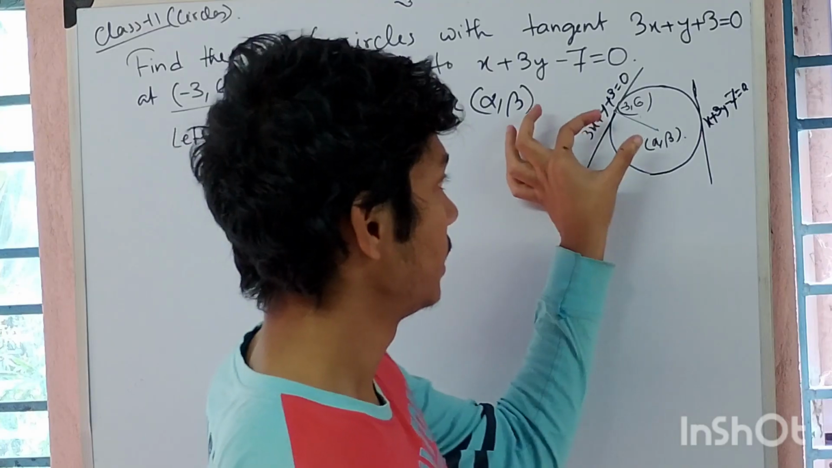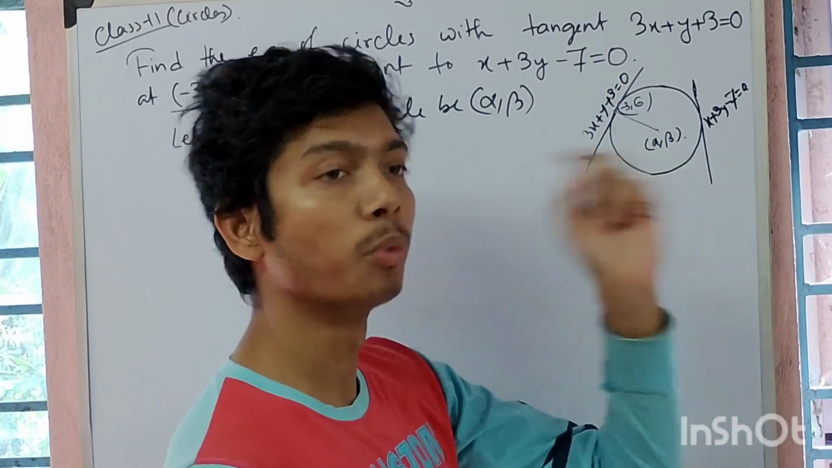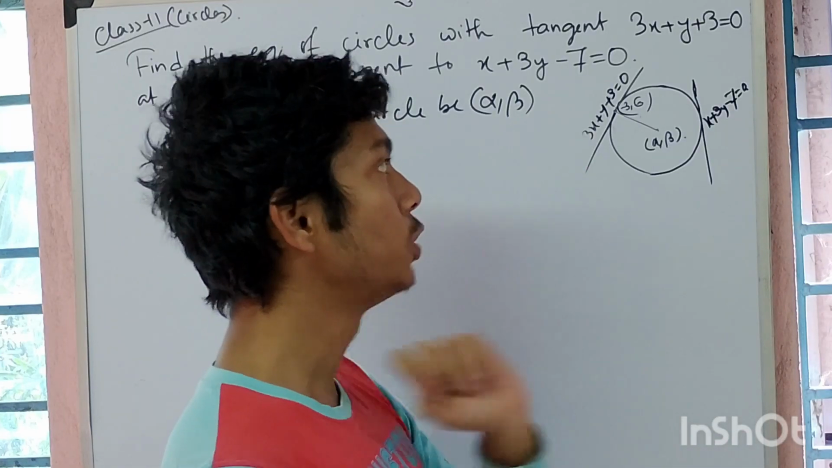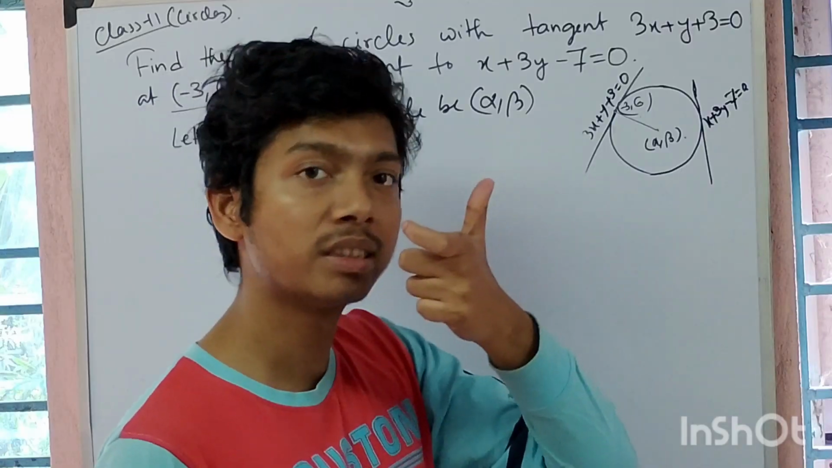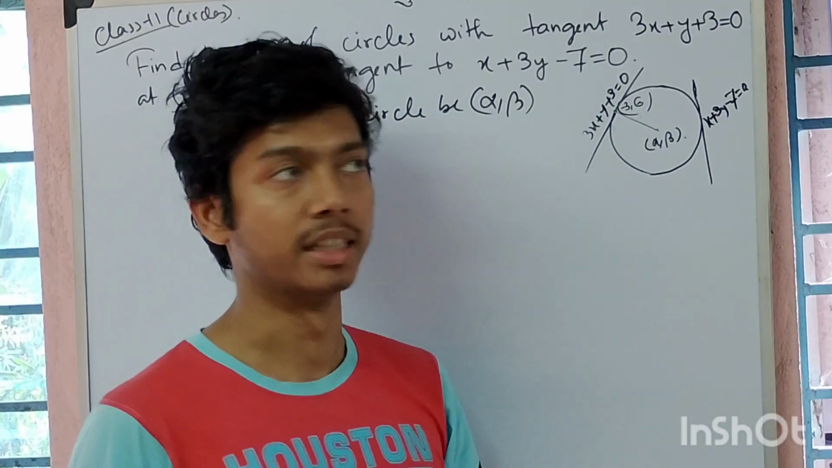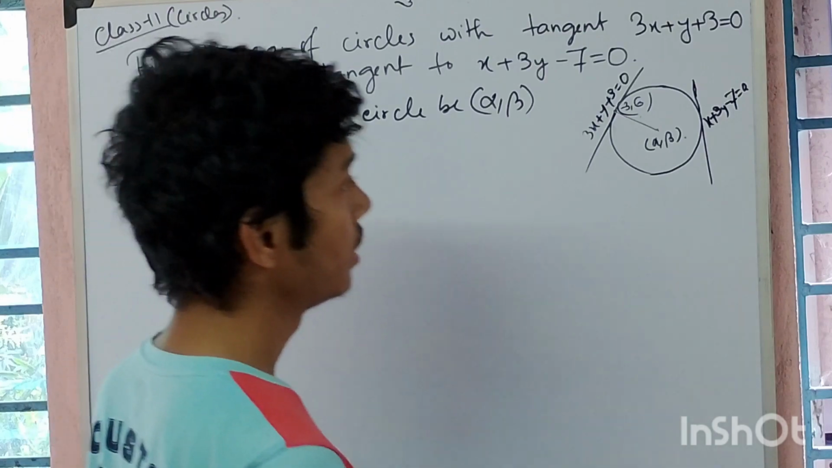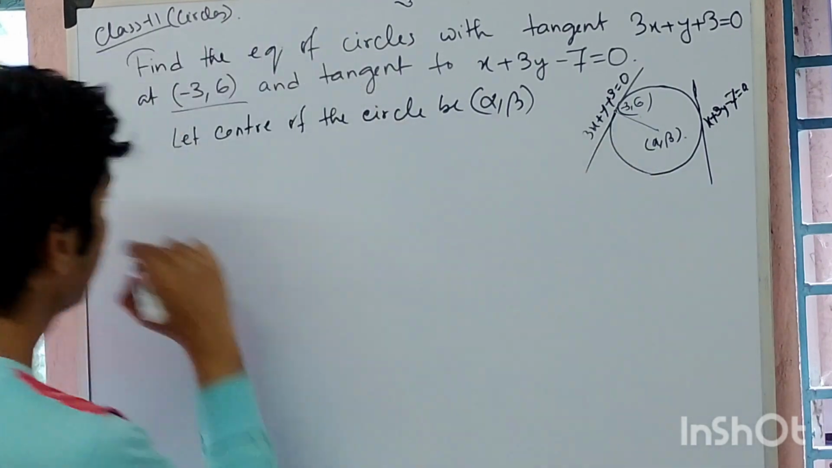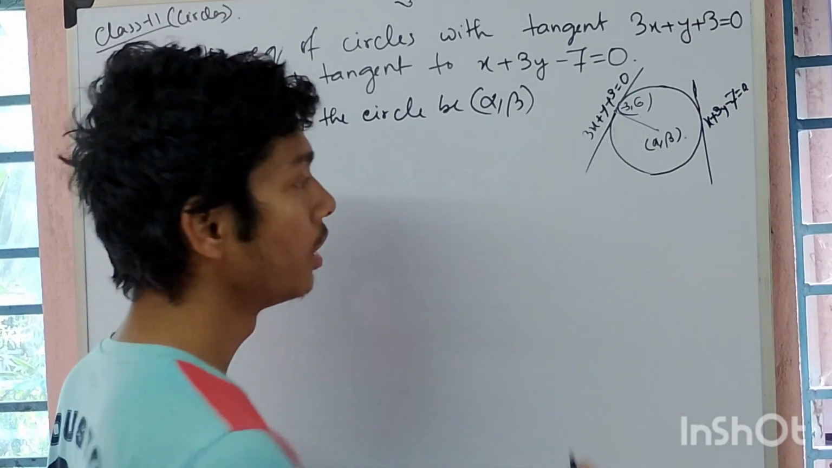Now this line is perpendicular to the tangent. Always, the point at which the tangent touches any circle, if you join that point with the center of the circle, then this straight line is always perpendicular to the tangent. So now check what is the slope of this straight line. How will you find out the slope?